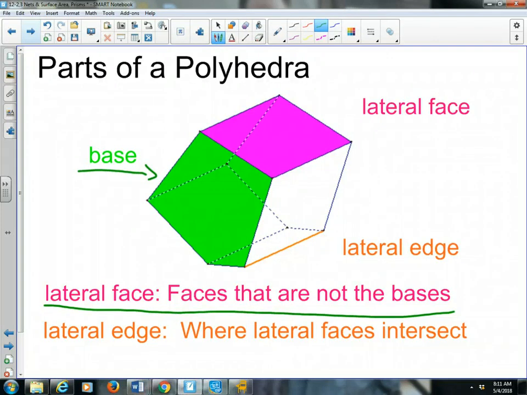So the bases are parallel. The lateral faces intersect, and they intersect at what's called the lateral edge. So this orange line right here, and there are many lateral edges. This is a lateral edge. This is a lateral edge. It's where two lateral faces intersect.